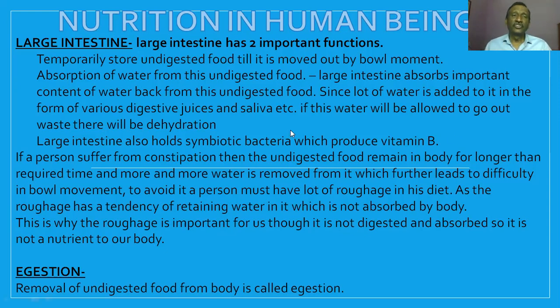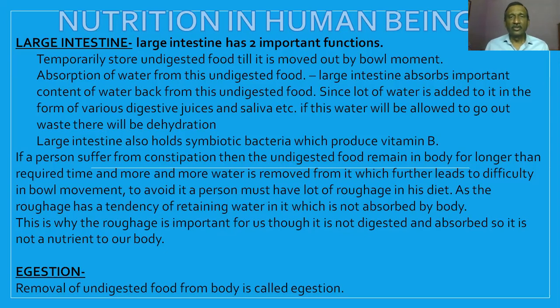So all these four functions: firstly, temporary storage; secondly, the reabsorption of water; thirdly, reabsorption of minerals; and fourthly, formation of vitamins. These all will be done, and then ultimately food will reach the rectum. Rectum is the part where the undigested food is being dumped. From there it will go out from time to time. In the rectum it is covered by a thin layer of mucus so that it can be easy. And then time and again we discard the food out of the anus, which is called egestion.